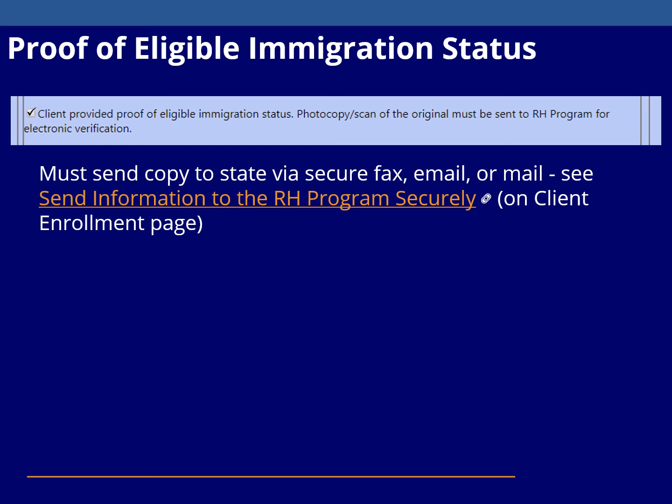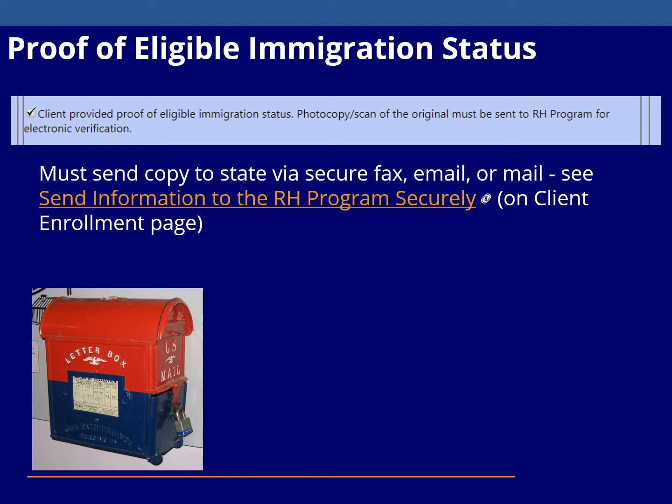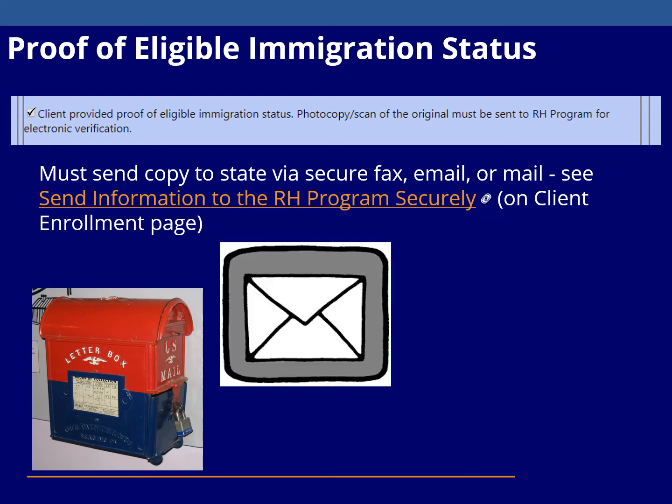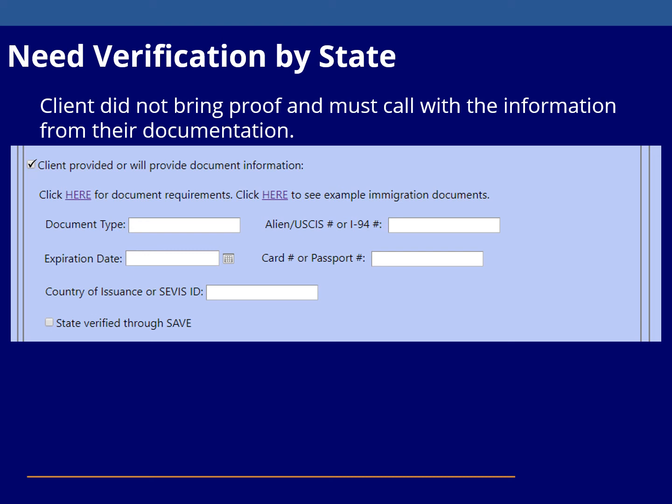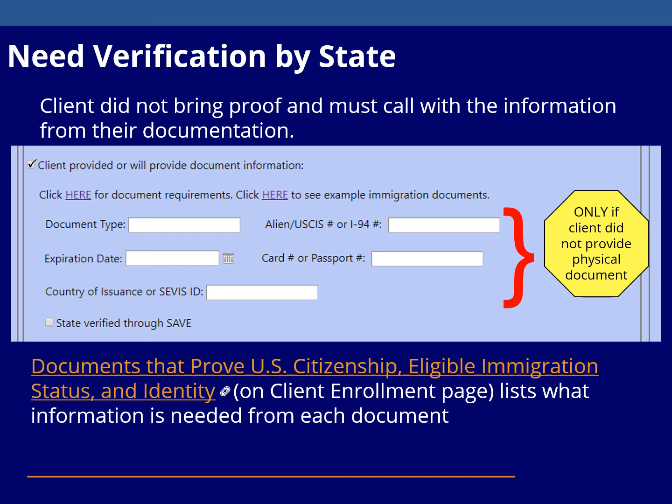So if a client brings in documentation, click this button and then send us a copy either through mail, secure email, or secure fax. Our Send Information to the RH Program Securely tool provides instructions. And if a client does not or cannot bring their documentation, check this box and then ask the client to call in with the information, which you will need to type in the appropriate fields. Note that we only want this information if the client does not provide the physical document.